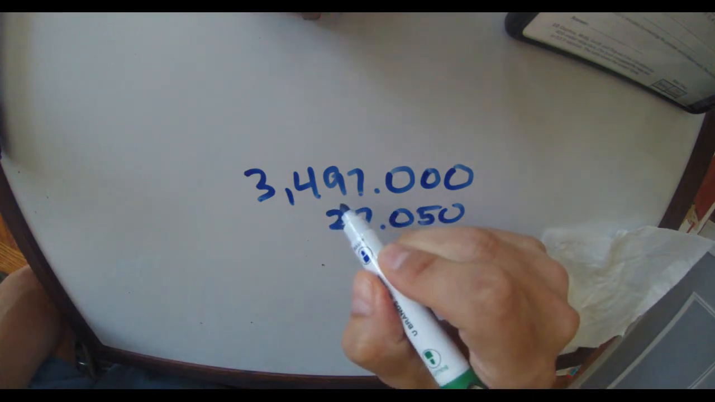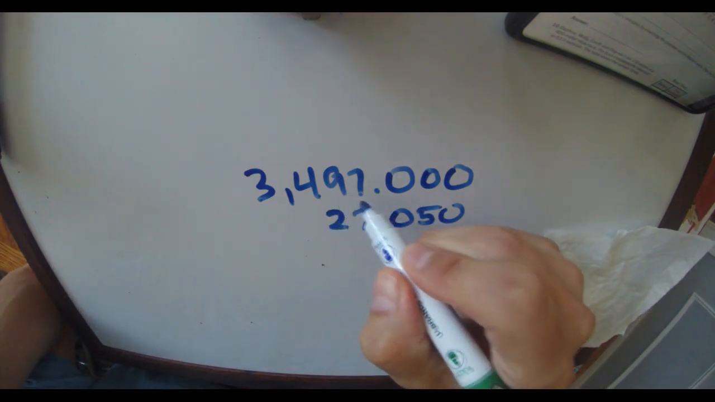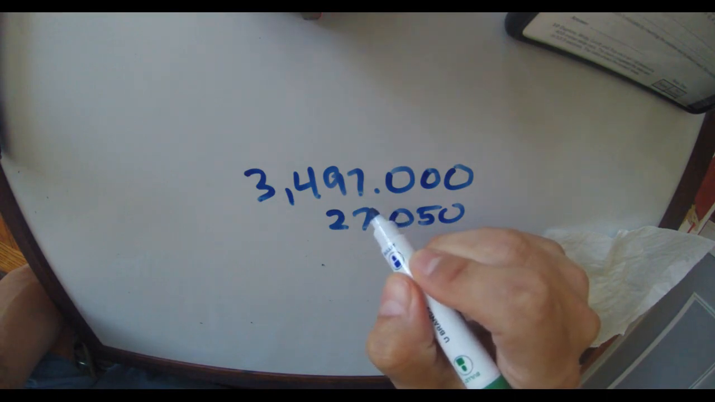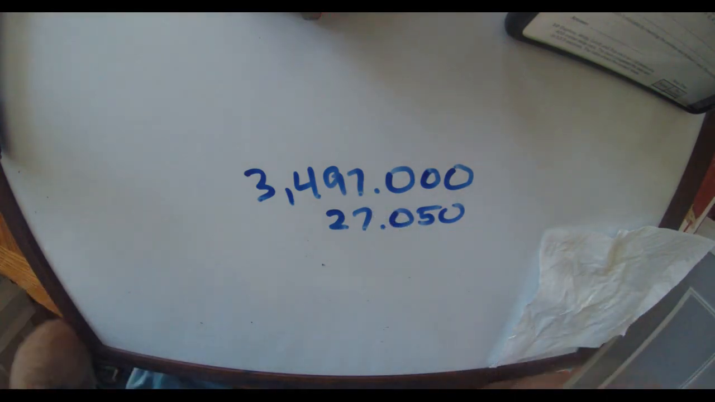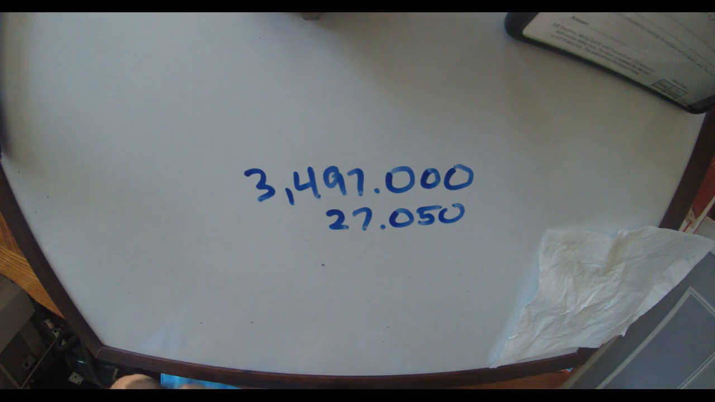Remember, 3.497 is the same as 3.497000. You can go this way as much as you want with the zeros. It's still the same number. Okay. And then the second part of that is to find the correct answer.